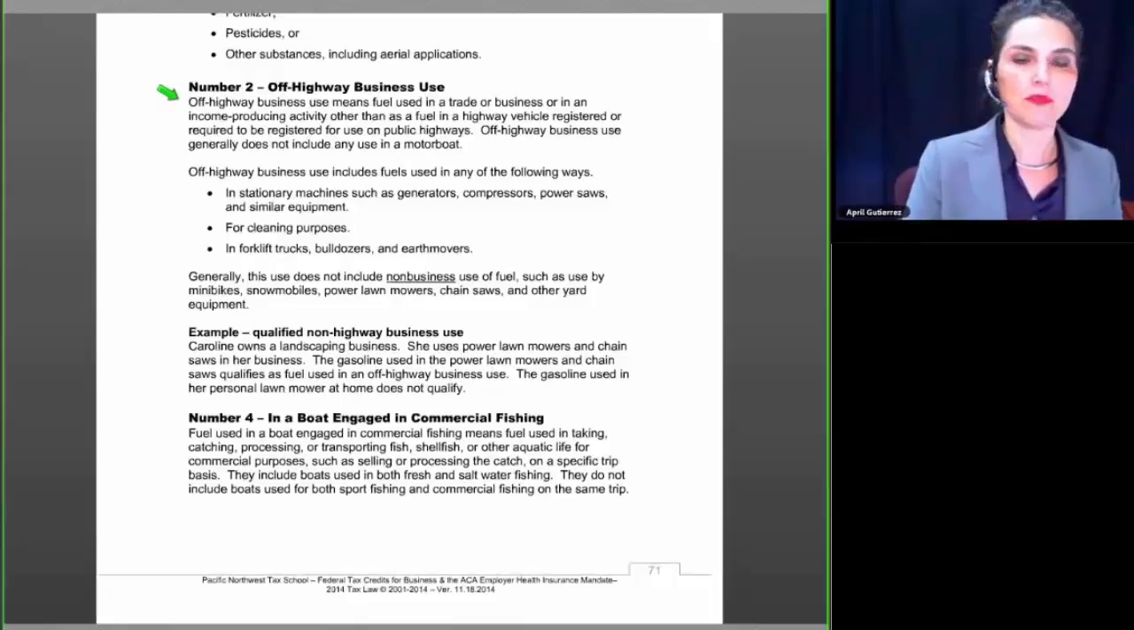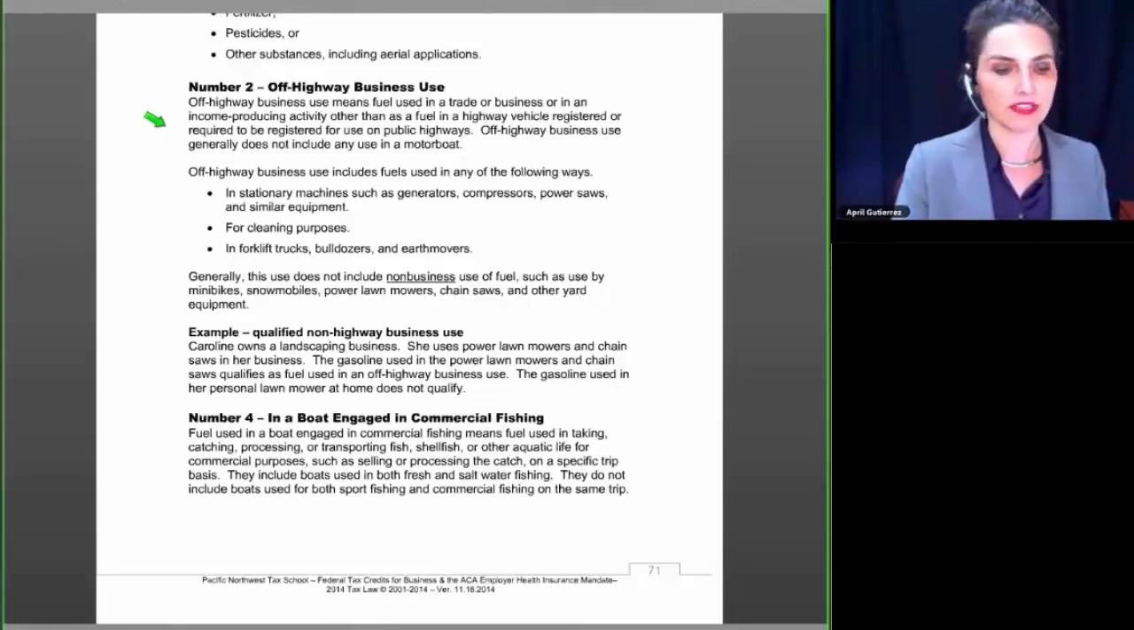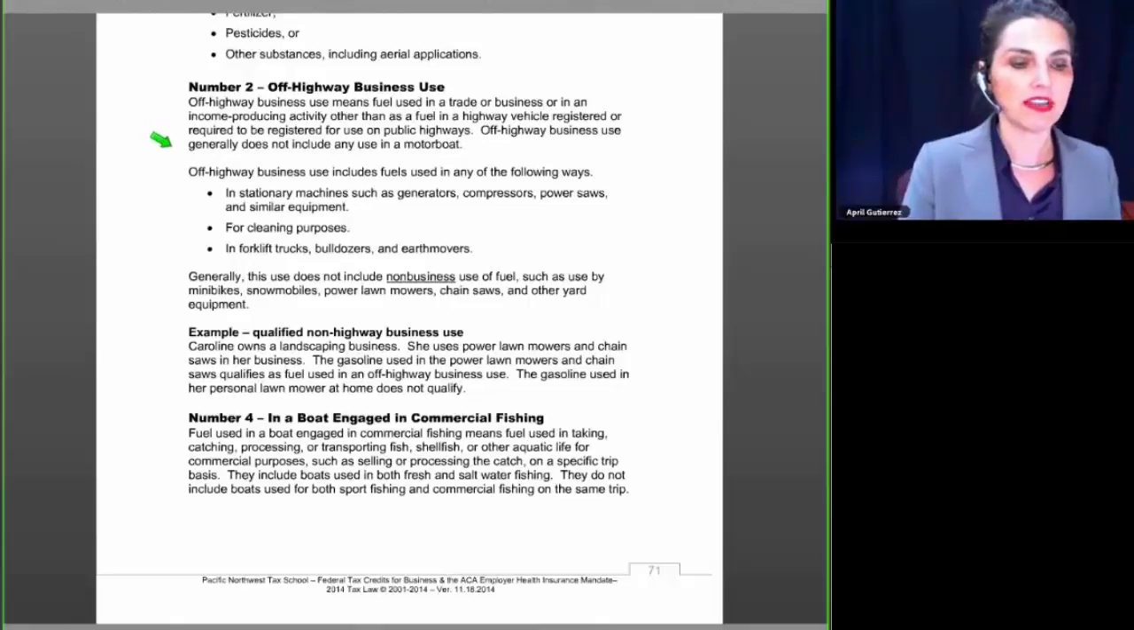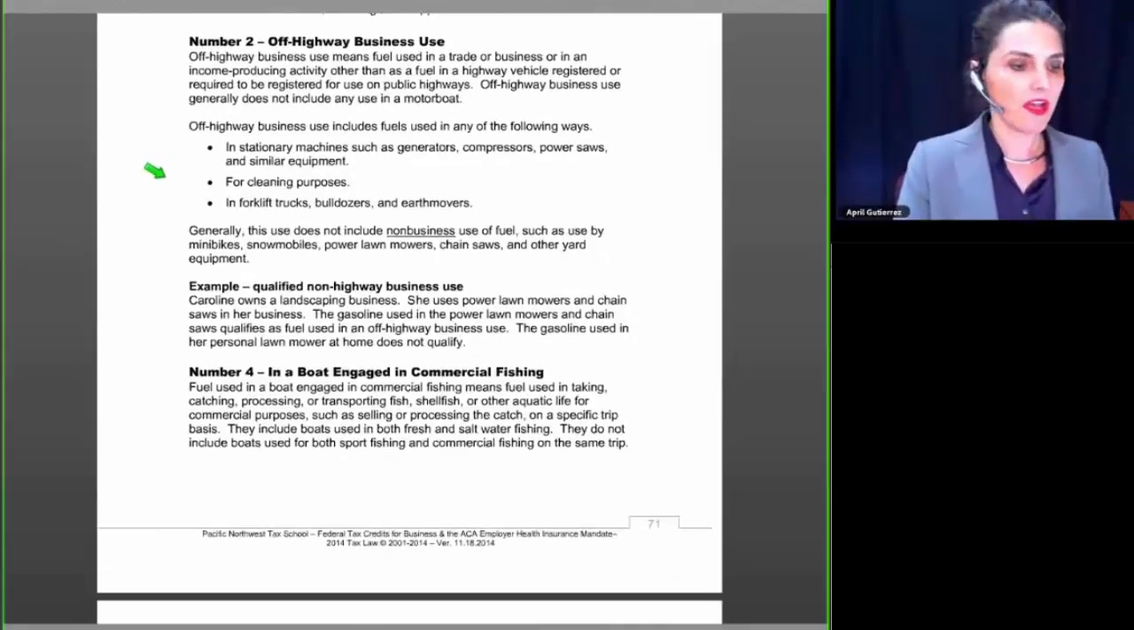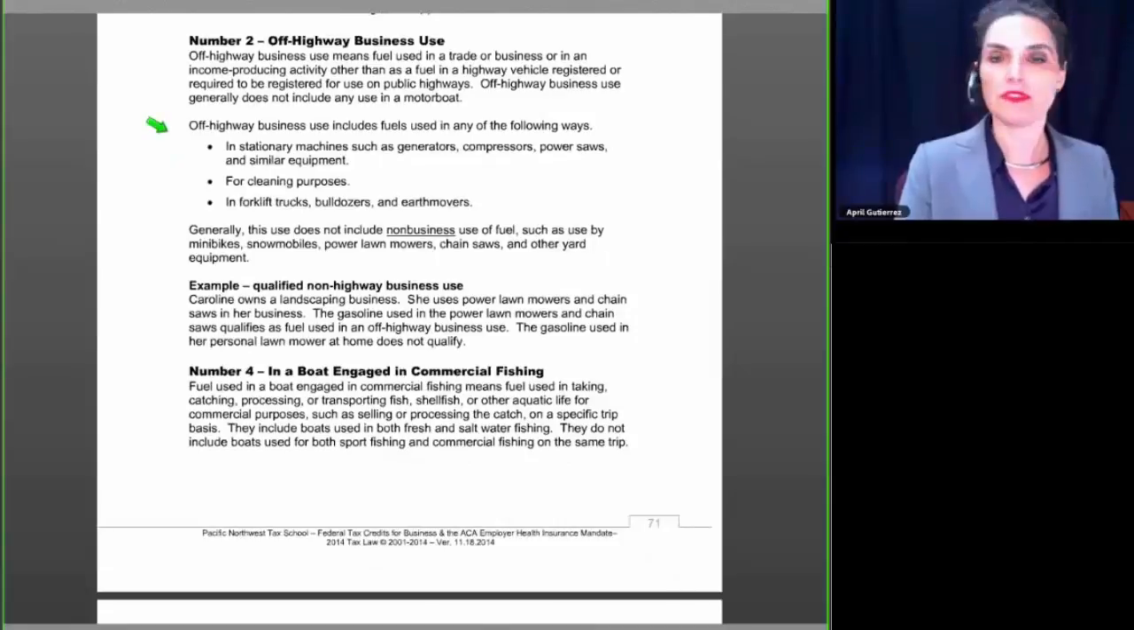Number 2, off-highway business use. Off-highway business use means fuel used in a trade or business or in an income-producing activity other than as a fuel in a highway vehicle registered or required to be registered for use on public highways. Off-highway business use generally does not include any use in a motorboat. It includes fuels used in stationary machines such as generators, compressors, power saws, and similar equipment, for cleaning purposes, and for forklifts, bulldozers, and earth movers.